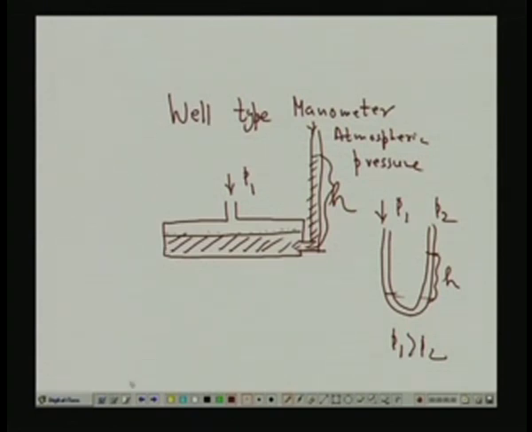Now, we have another manometer, which is called the inclined tube manometer, or draft gauge. It looks like this.